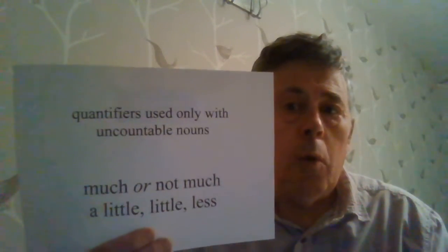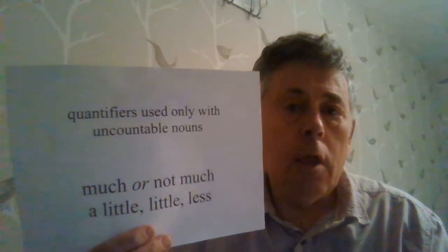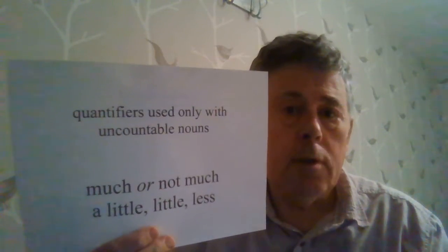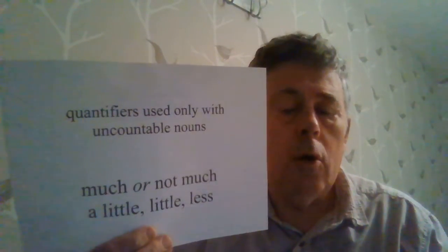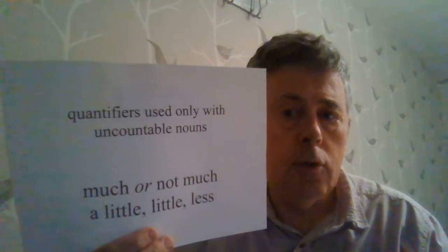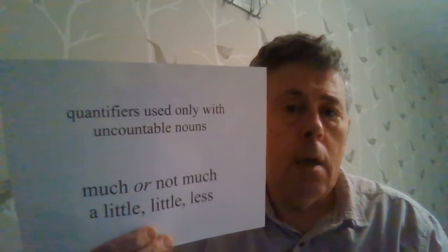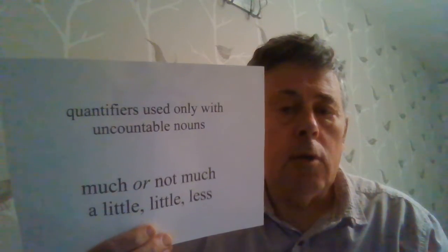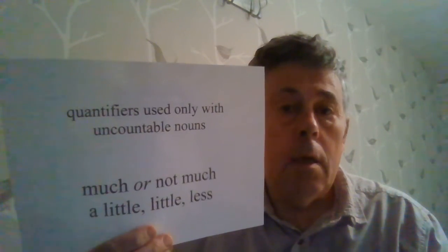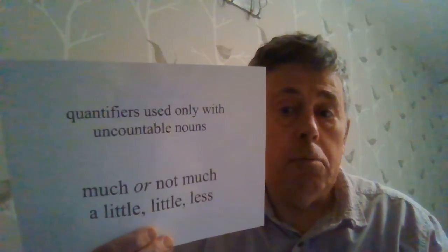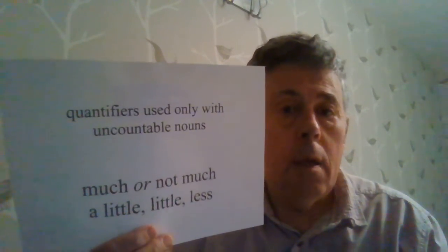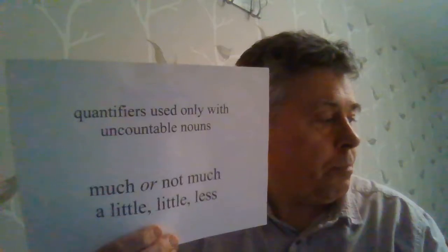Okay, and next are of course quantifiers which can only be used with uncountable nouns. There's a smaller number of these, much or not much, a little, less. So we can talk about not much happiness, a little butter, less wine.